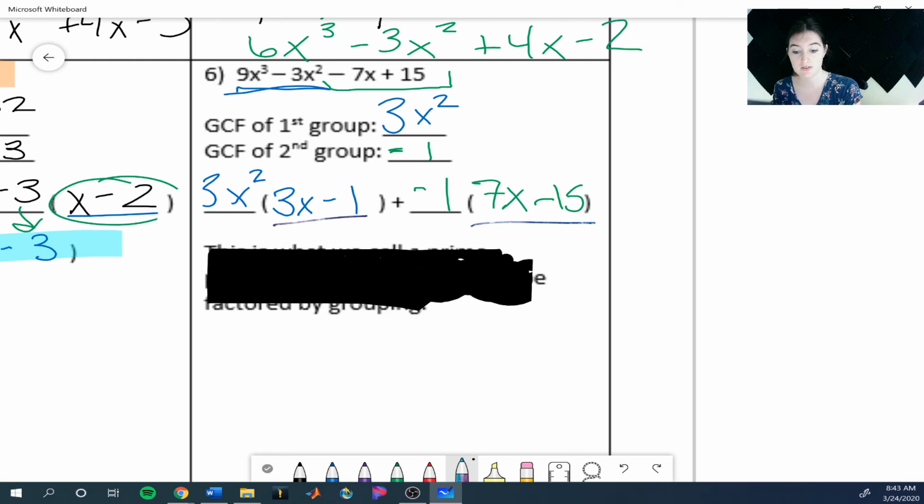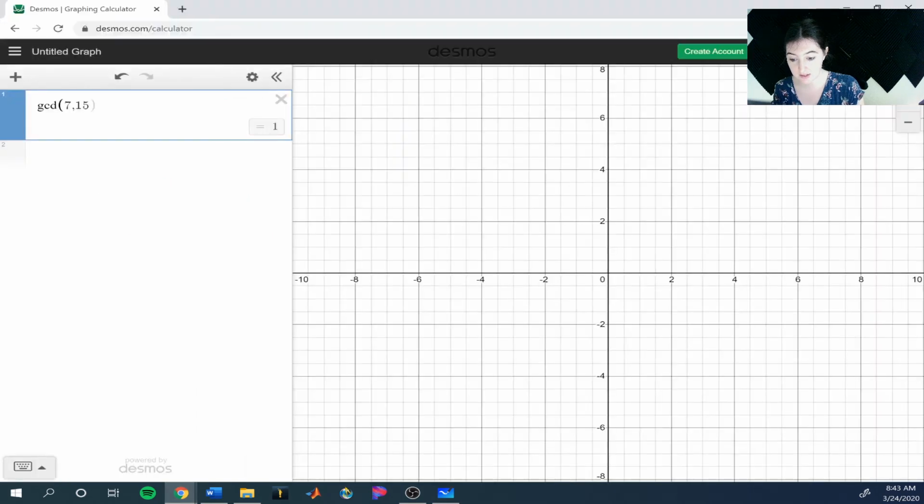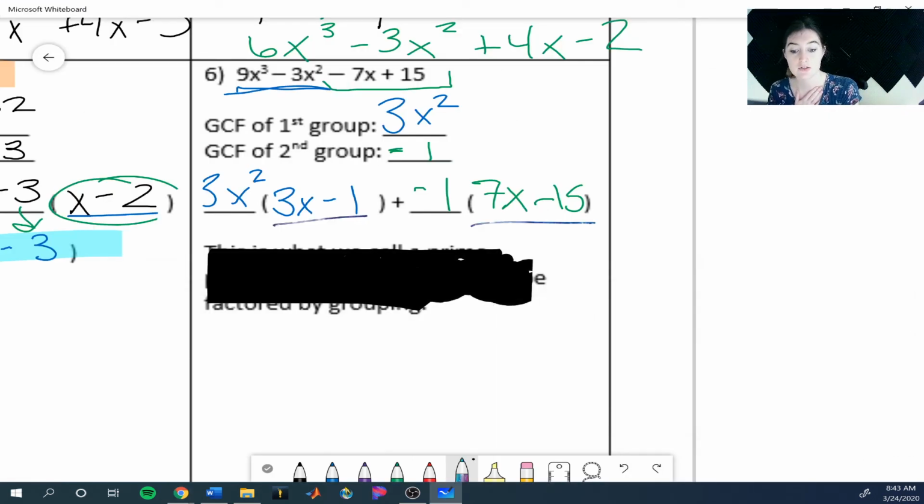So let's look. 9x cubed minus 3x squared. Well, 9 and 3, if I plug that into Desmos just to double check, 9 comma 3, it says my GCF is 3. I have x cubed, x squared, so my GCF is x squared. Now my second group in green is negative 7x plus 15. The negative in front of the 7 tells me I need to pull out a negative. For 7 and 15, I used Desmos to find the greatest common factor, and it told me it was 1. So it looks like my greatest common factors are correct.